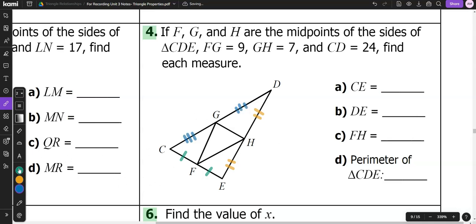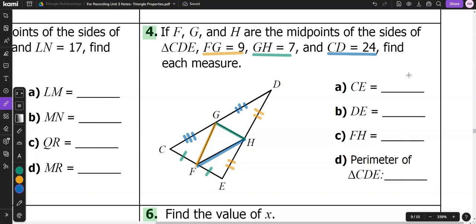All right, so first I went ahead and added all my tick marks. Now I'm going to highlight the corresponding midsegments. So the midsegment parallel to CE is GH. They are parallel. The midsegment that is parallel to DE is GF. And then the midsegment that is parallel to CD is going to be FH. Now they do give us some very important information. They tell us that FG is 9. They tell us that GH is 7. And that CD is 24. So now let's find each of these.